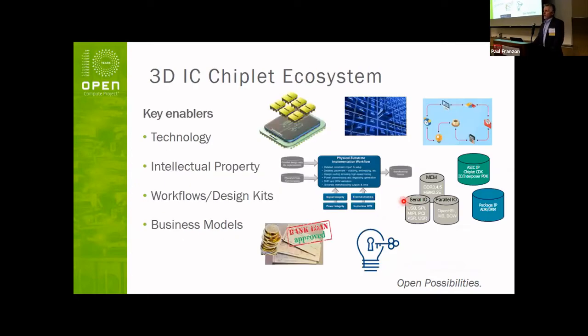So enabling a chiplet ecosystem is similar to that of an SoC ecosystem. For an SoC system, the key enablers are the technology. These are the processing technology. You also need the intellectual property. These are the building blocks that are used to build the logic inside of the chip. You need the tools and the workflows along with the associated design kits. And then the business models are fairly well established for the SoC.